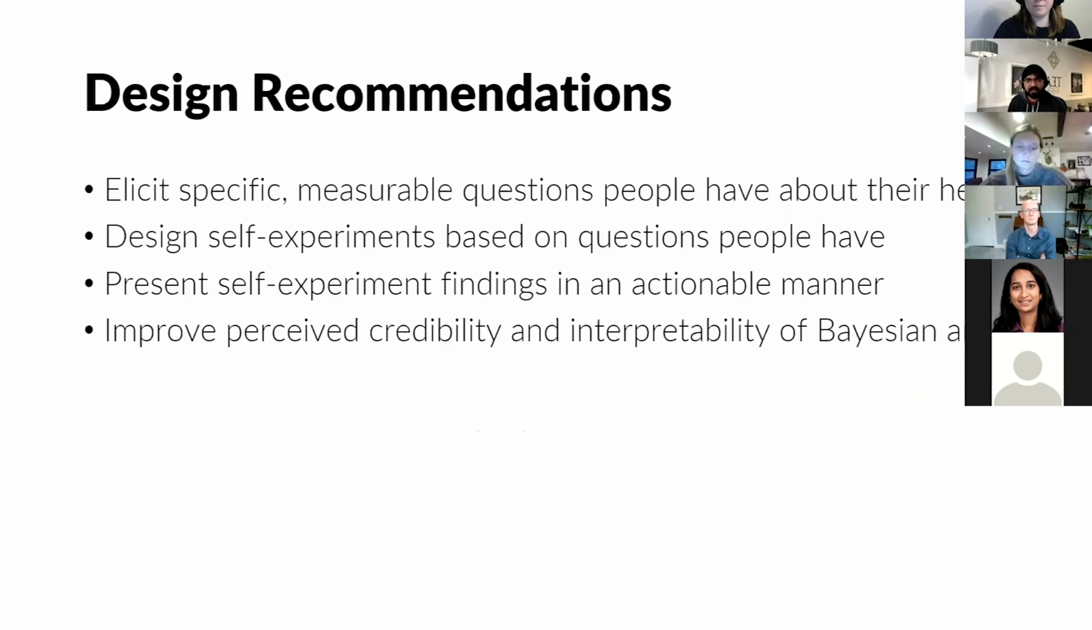And finally, what does this all mean for researchers or people who are building tools to support people across these various medical conditions? The first is that we need to figure out how to elicit specific and measurable questions that people have about their own health. Unless we know what the person is trying to do, it's difficult for us to effectively support that. Of the 78 survey respondents, we had also asked them what question they were trying to answer before showing them any of the other things.